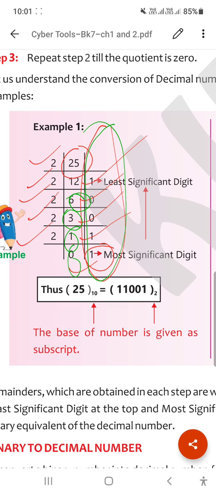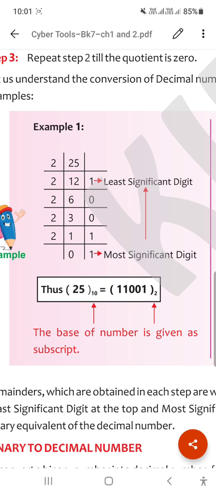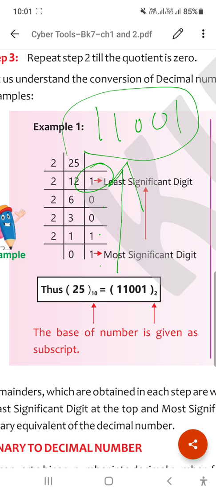Okay. The remainders make the binary number, but the lowermost number would be the most significant bit, right? And the uppermost bit would be the least significant bit. Least significant bit means it would be on the rightmost side, right? So we are going to write from here: 11001. It would be like this, okay?